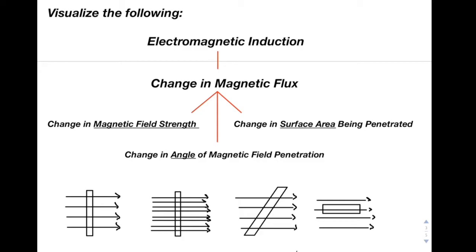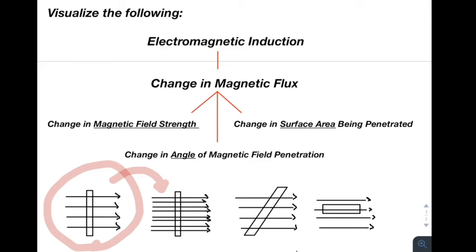So the first scenario that we have below is 4 magnetic field lines traveling perpendicularly through the surface area. So this will give us a certain magnetic flux. If we were to change the number of field lines traveling through the surface area, as we have in the second scenario, then we are going to increase the magnetic field strength. And like we said, if we are changing the magnetic field strength, then we are changing the magnetic flux. So this will result in a change in magnetic flux, which will therefore create an electromagnetic induction.